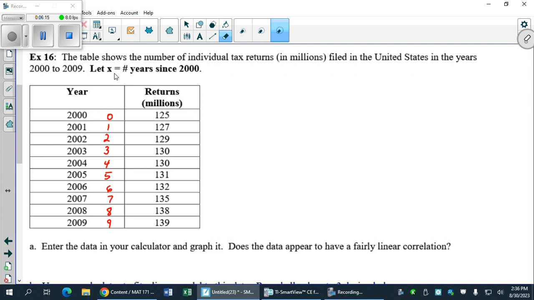This one is a little different, though. Here they're asking us to let X be the number of years since 2000. So instead of plugging in all those years in our L1 or our X column, we're going to plug in the number of years since 2000. So, of course, 2000 is 0 years. 2001 would be 1 year after 2000. 2002, 2 years, and so on. And then these will be our Y values.